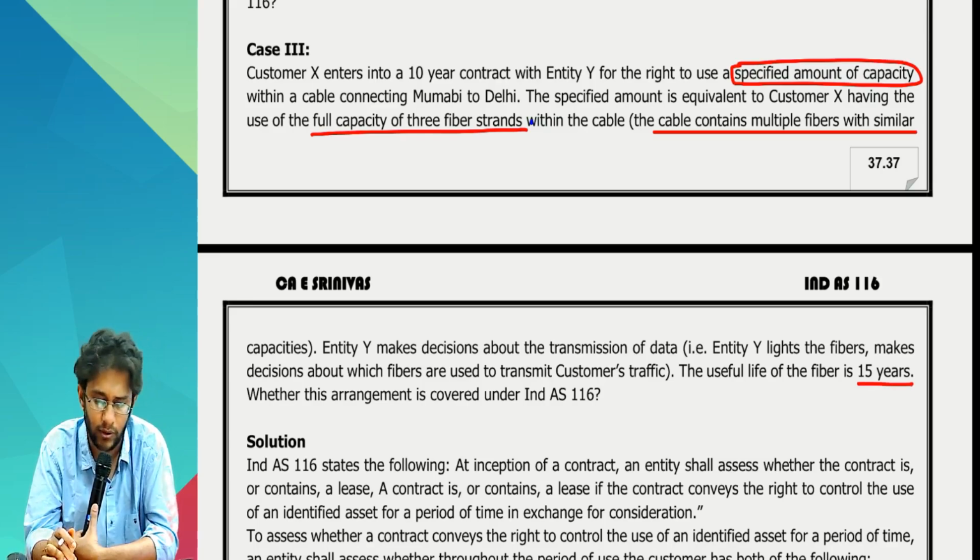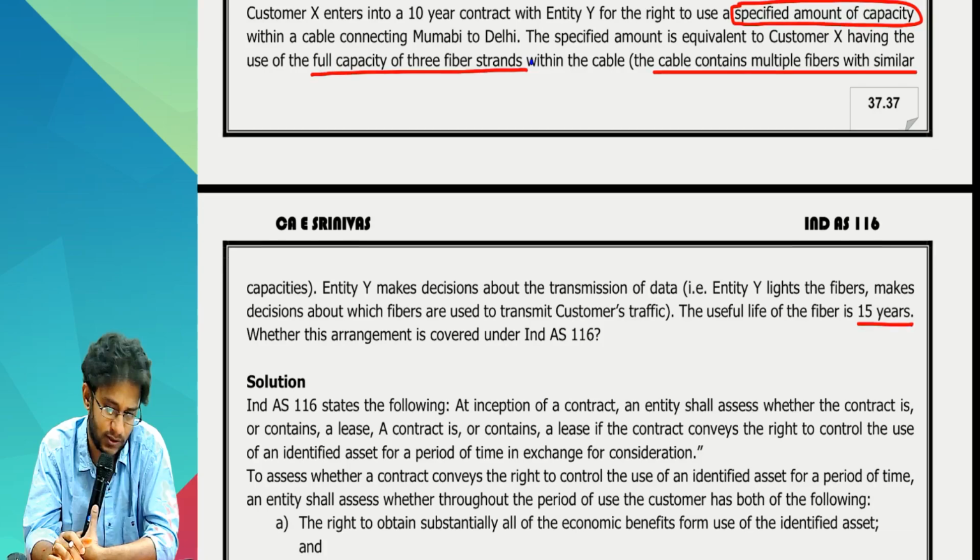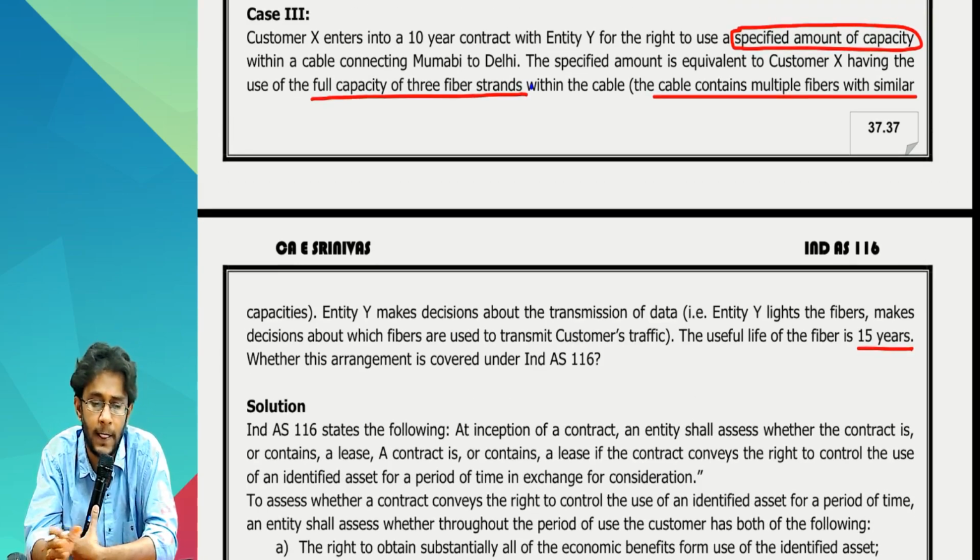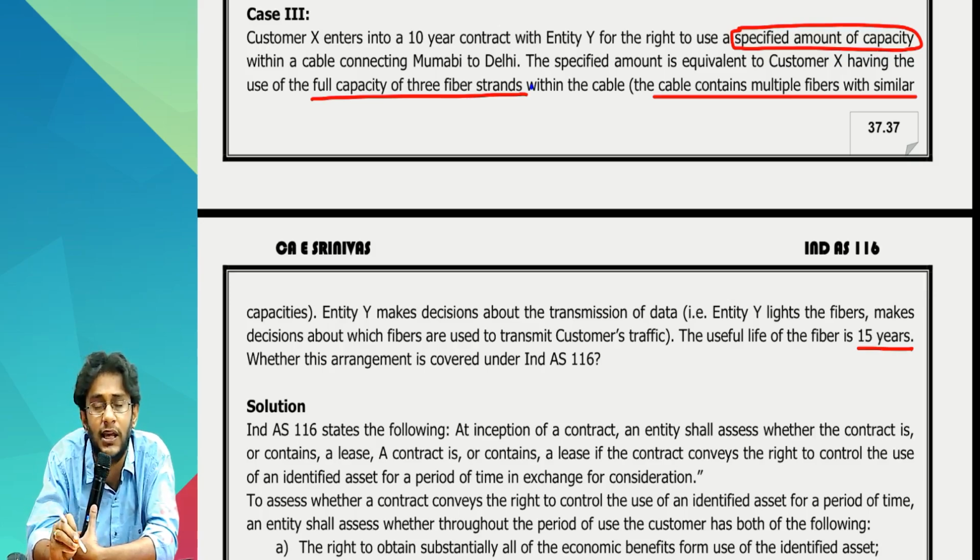Whether this arrangement is covered under Ind AS 116, apparently it does not look like it is, because which 3 fibers he is going to use is not specified. He said he'll use some capacity equivalent to the capacity of 3 full fibers, but which 3 fibers is not identified. Physically it is not distinct. Moreover, even if it is not physically distinct, an identified asset can exist if the contract is to obtain substantially all of the capacity, which is not the case here, because among multiple fibers, only 3 fibers are taken.